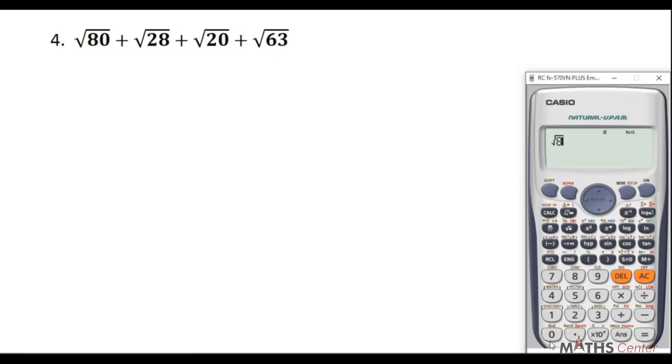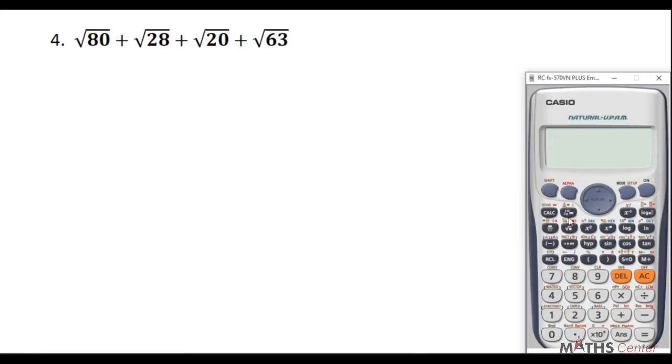We are reducing it to its basic form. You press it on the calculator. The calculator is giving us 4 root 5. So the perfect square we are looking for is 4 squared. 4 squared is 16. The other number is 5. So 80 will be replaced with 16 times 5.